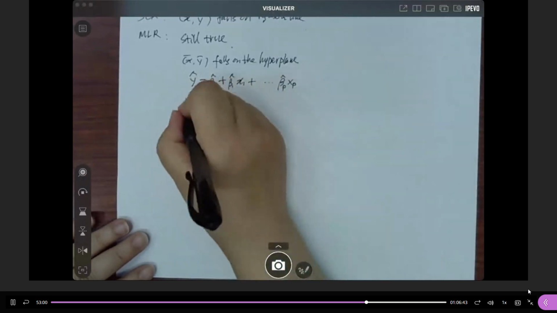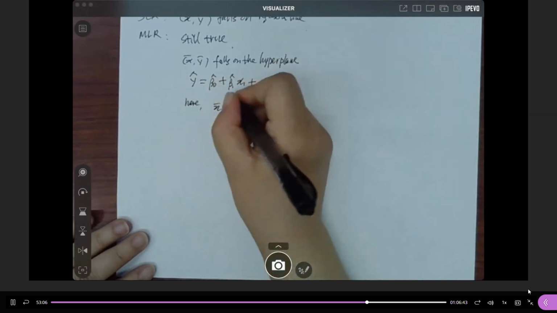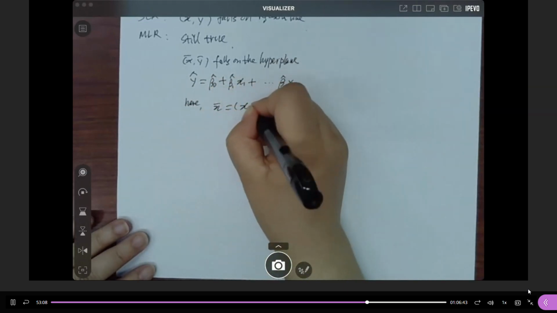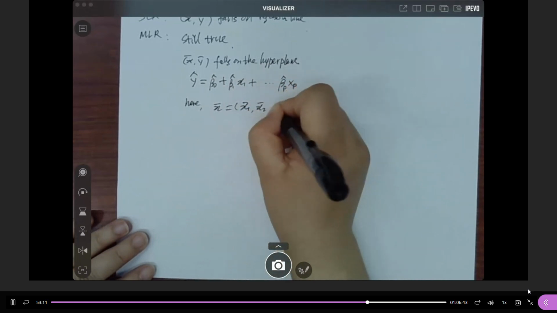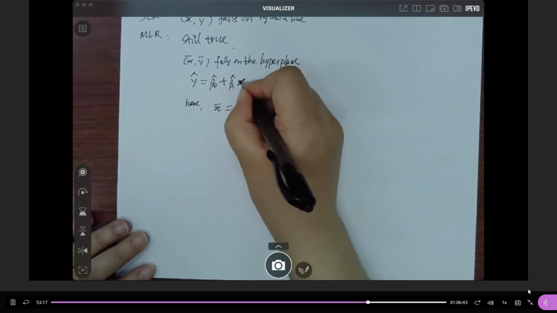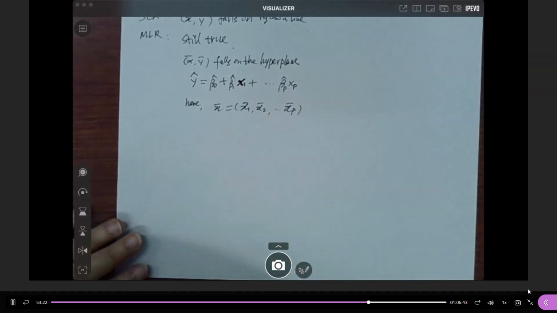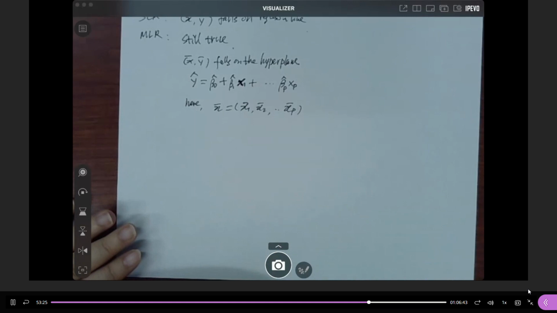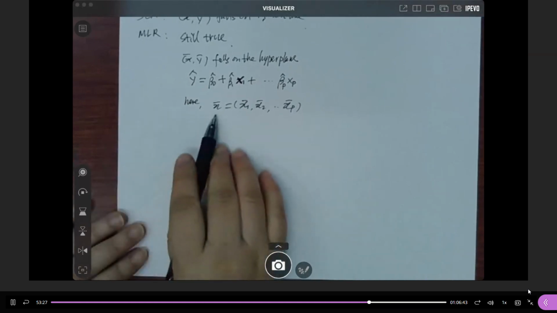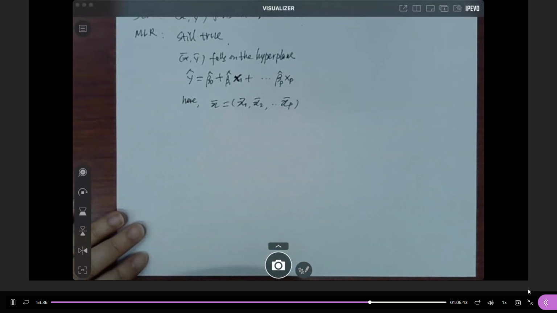Why? Here you may remember, because its dimension is no longer 1, your x bar actually equals x1 bar, x2 bar, up to xp bar. Here a capital letter represents the random variable, and lowercase represents a specific value. Sometimes I may not be very strictly following that. So here, you remember x bar is no longer one value. It is a point in high dimensional space.